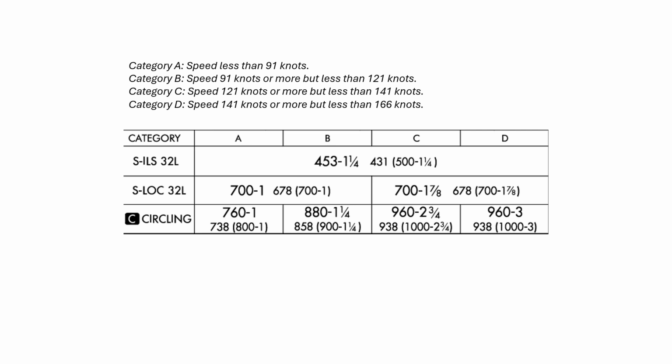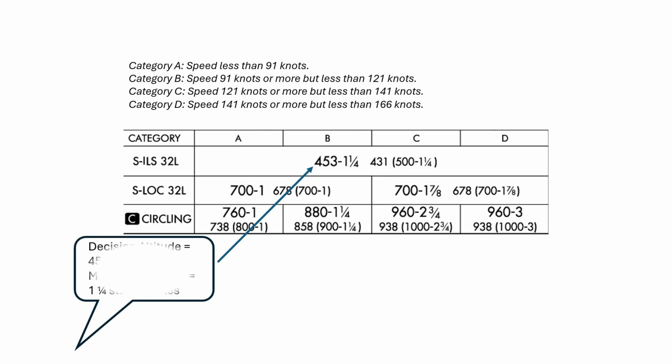Notice the 4 categories, A, B, C, and D, in the landing minimum section. Per the Instrument Procedures Handbook, Category A aircraft are categorized as having approach speeds of less than 91 knots. Category B is speeds of 91 knots or more but less than 121. Category C is 121 knots or more, but less than 141 knots. Category D is 141 knots or more, but less than 166 knots.